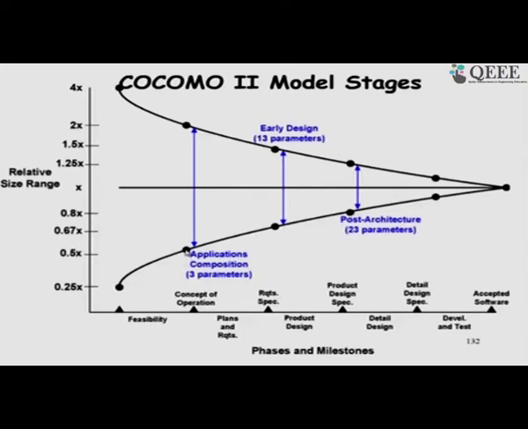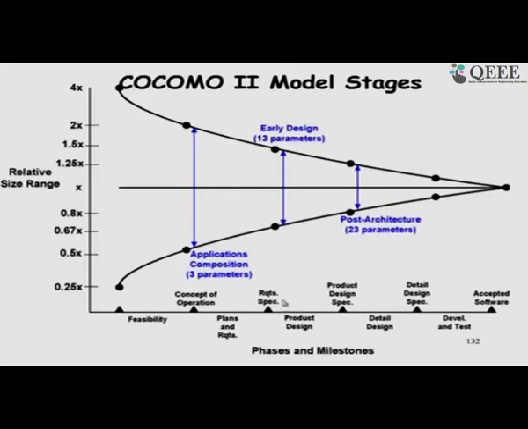When we are just having the conceptual understanding of what is required, not even done the requirement specification, we use the application composition model. And here there are only 3 parameters, as we have seen in the object points. We considered the number of screens, the number of entities touched and so on, number of modules, important modules. So, 3 parameters only, and then as expected the accuracy of estimation is not very high.